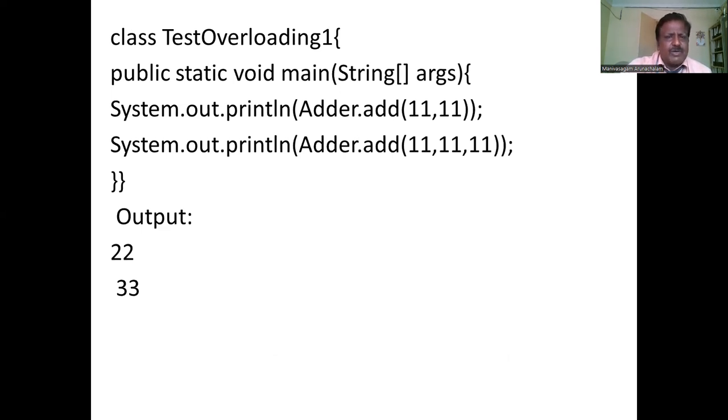Class TestOverloading. First we will create one class. The class name is TestOverloading. Within that class, we are defining the main method, public static void main, and it contains String args. And we are using two System.out.println statements. In the first System.out.println, the first add method is called, and in the second System.out.println, the second add method is called. The first add method contains two parameters, the second add method contains three parameters, so the output will be 22 and 33.